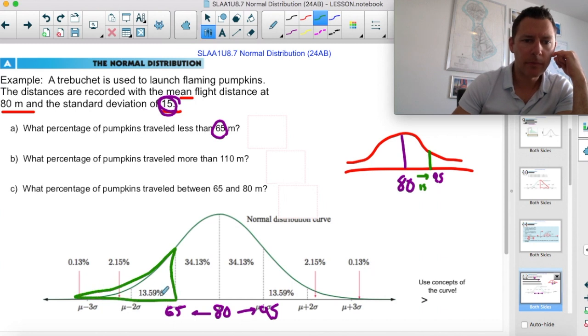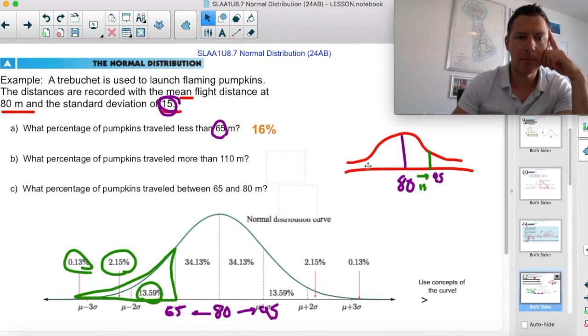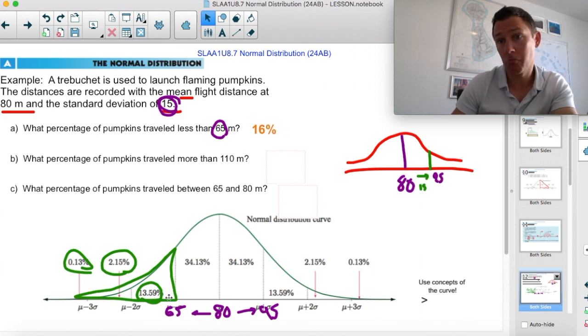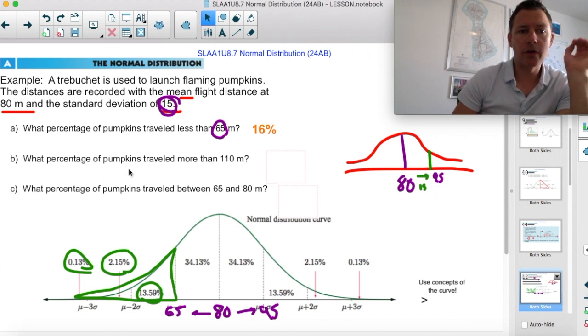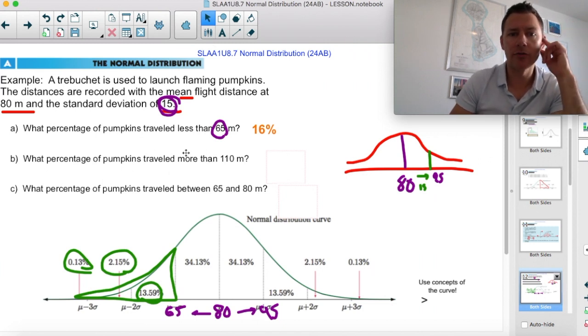Well, these and these and these. Add them up. So 14, 15, 16. That's where we get our 16%. Not bad. Okay, what percentage of pumpkins traveled more than 110?